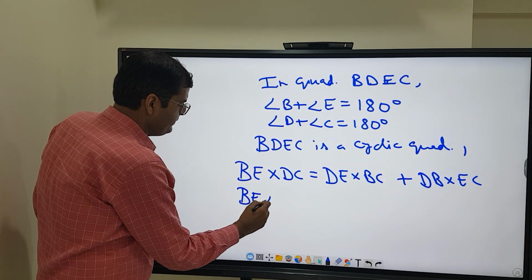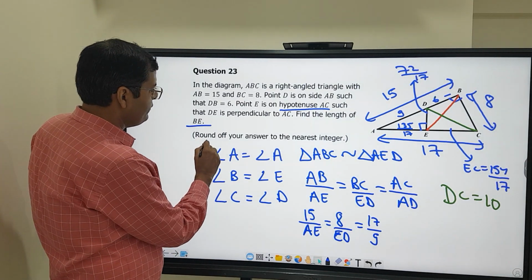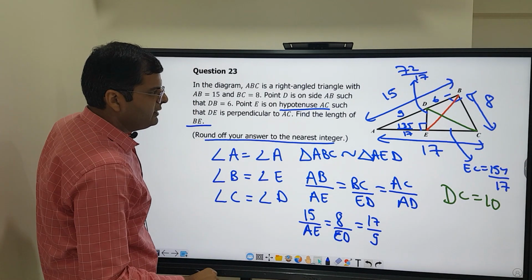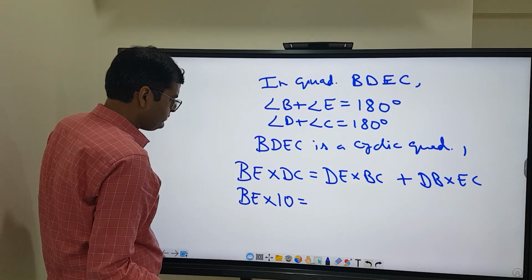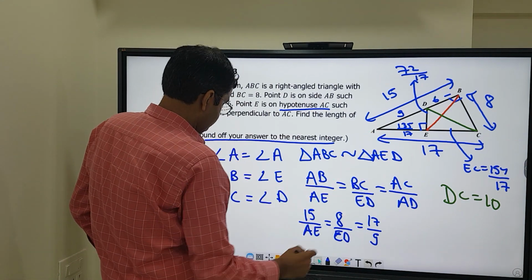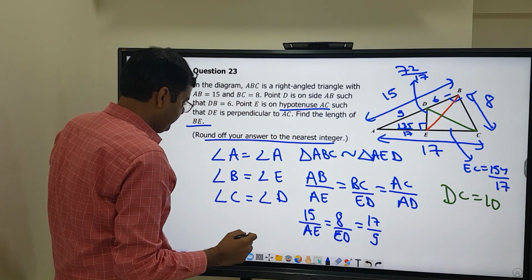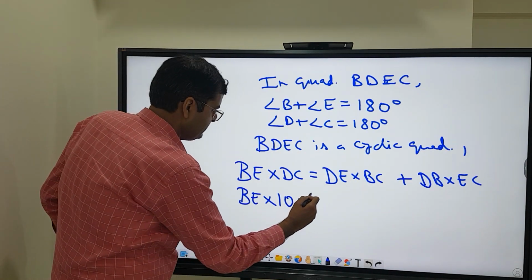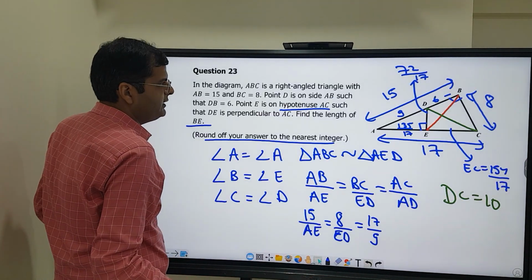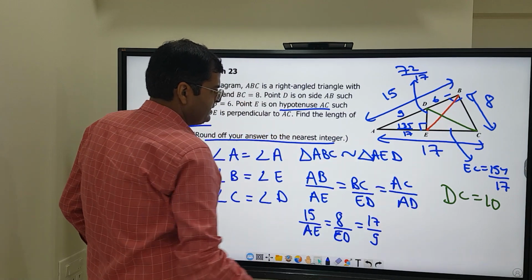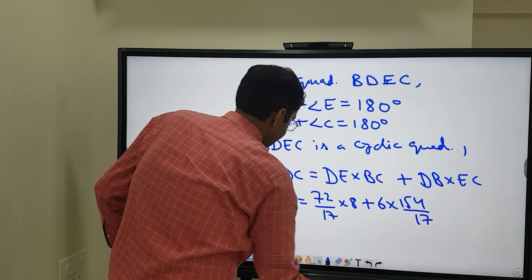It is BE into DC. DC is what? You have to round off your answer to the nearest integer also. So DC is 10. BE into 10 is equal to DE, which is 72 by 17, into BC, which is 8, so 72 by 17 into 8, plus DB, which is 6, into 154 by 17, so 6 into 154 by 17.